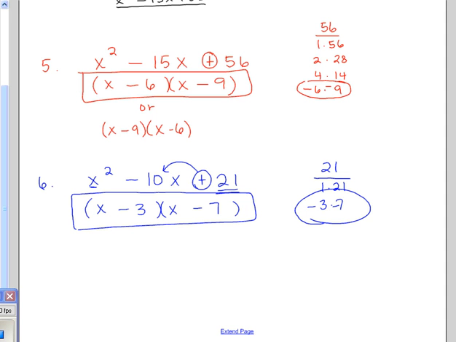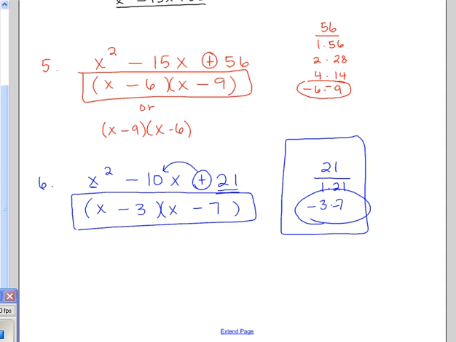Okay, whenever you make your list over here on the side, there will only be one pair of numbers that will work. So always be careful as far as looking at your signs and deciding which ones am I going to use. If it's a huge number, there's still just going to be one pair that will work.